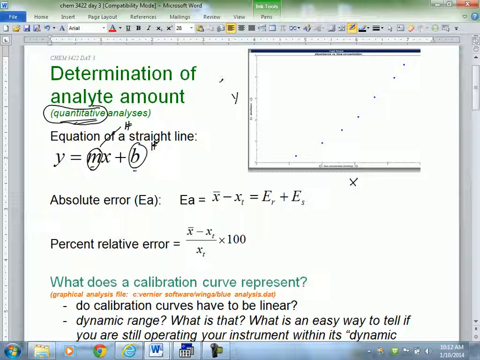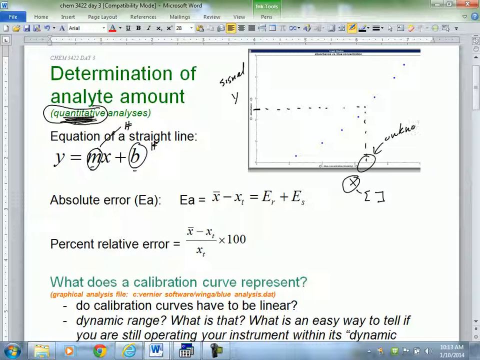Y is usually your signal, right? Pick it: current, absorption, whatever. And x, since we're talking about quantitative analyses, is going to be your concentration. So you're plotting your concentration, and then you're getting different signals for it. And then the idea is you put your unknown in, and its signal is right here. So you go across on the plot, come down, there's my unknown concentration.